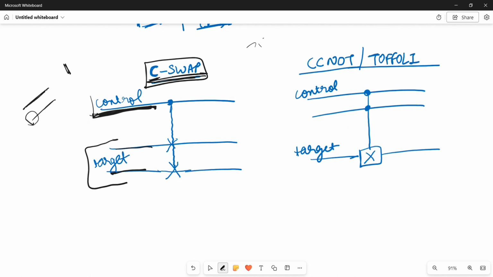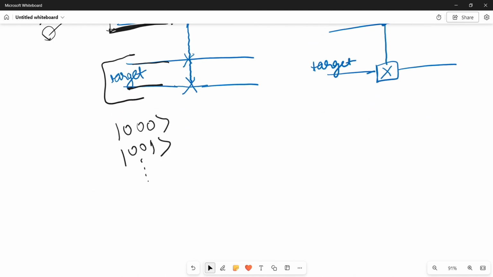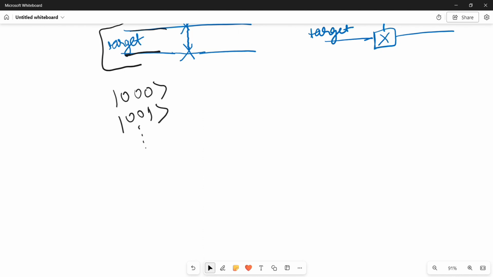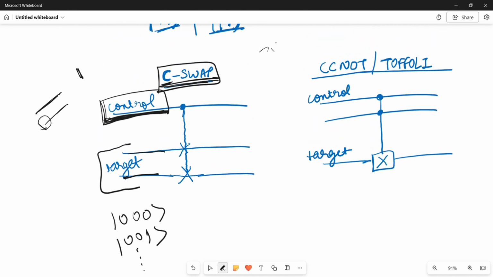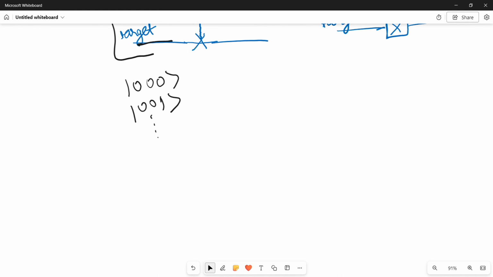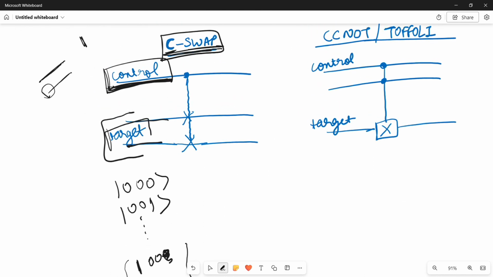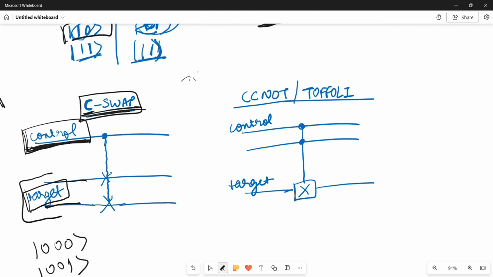Since this is a 3 qubit gate, it is represented with inputs 000, 001, and so on, so you will get 8 combinations. Among those 8, only the ones where your control bit is 1 will change, that is the 4 where your first bit is 1: 100, 101, 110, sorry, 111. For all those 4 combinations, you have to swap your target bits. This is how your control swap looks.